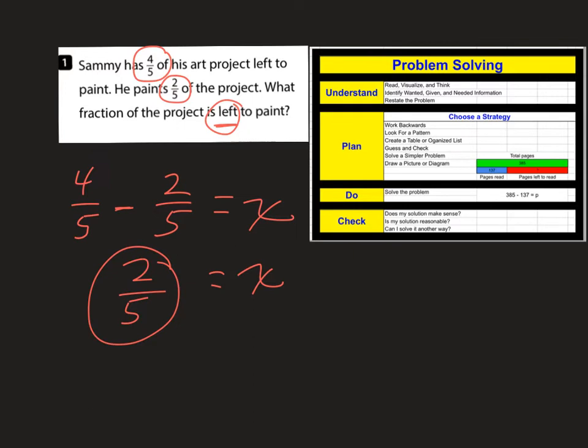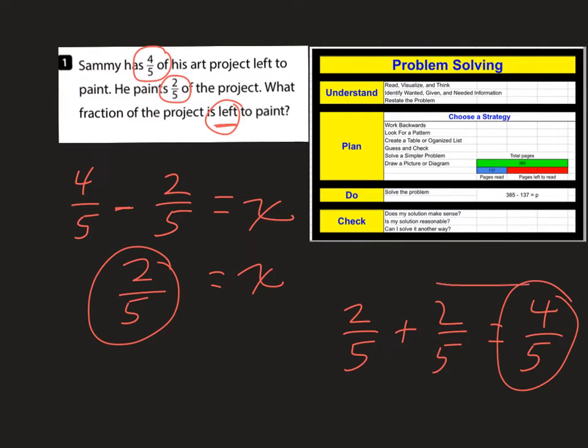So we've completed the U, we've completed the P, we've completed the D. Now let's go ahead and check our work. I'm going to go back and check it by setting up an addition problem. 2/5 plus 2/5 equals, denominator stays the same, and numerator 2 plus 2 will give me 4, and 4/5 equals what we started with. So we are good to go.